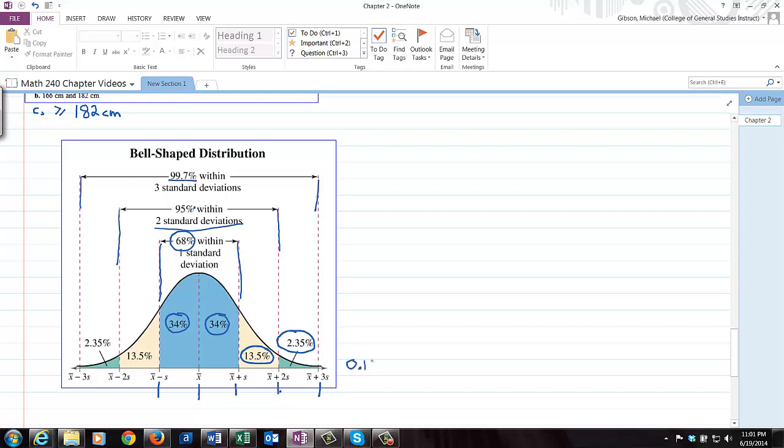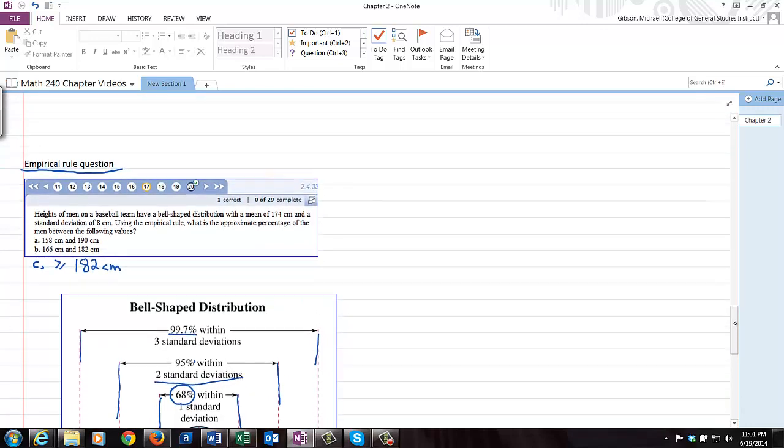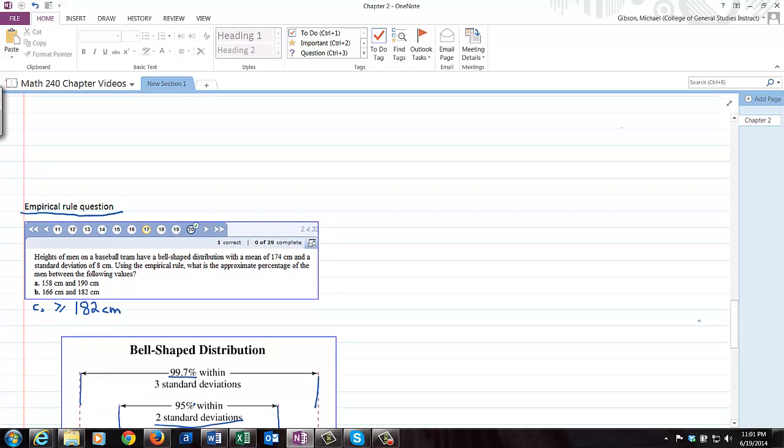So there's 0.15% of the data out here beyond the mean plus 3 standard deviations, and 0.15% of the data out here below the mean minus 3 standard deviations. Some questions that won't come into play, but some of them it does. All right, now let's answer the question.